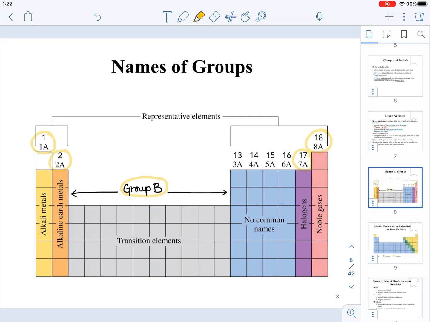Group 1A is known as the alkali metals. Group 2A are the alkaline earth metals. Group 2B or Group B are the transition elements. Group 7A are the halogens. Group 8A are going to be the noble gases. And again, because we're talking about a group, the group establishes that that is going to be the column that we have in the periodic table.